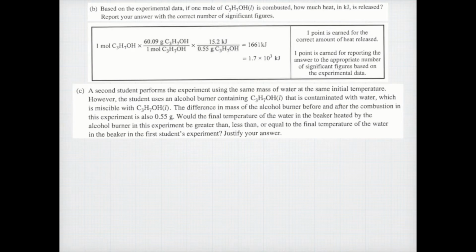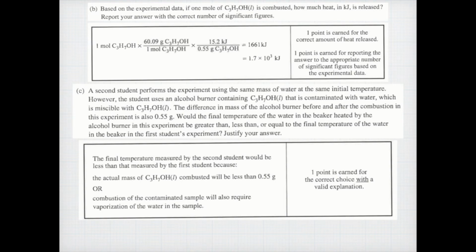So let's think this through. If you have a contamination of water, what that means is that 0.55 grams of your alcohol isn't actually being burned. Instead, you're losing some water as well, which means that the amount of heat that the water is going to absorb in that sample is actually going to be less. So the final temperature measured is going to be less than that for the first, simply because the second experimenter is combusting less alcohol than the first experimenter.